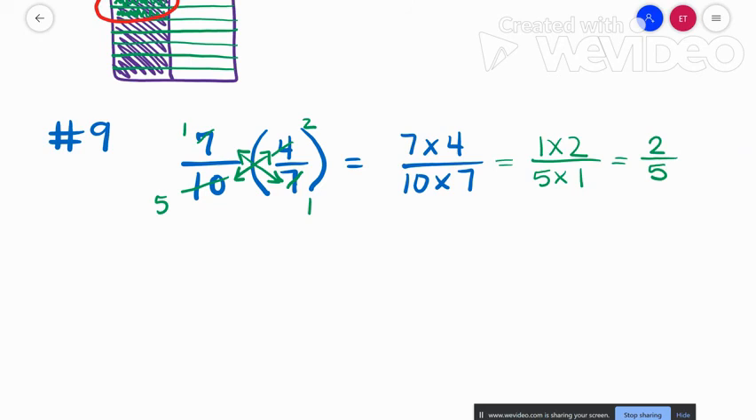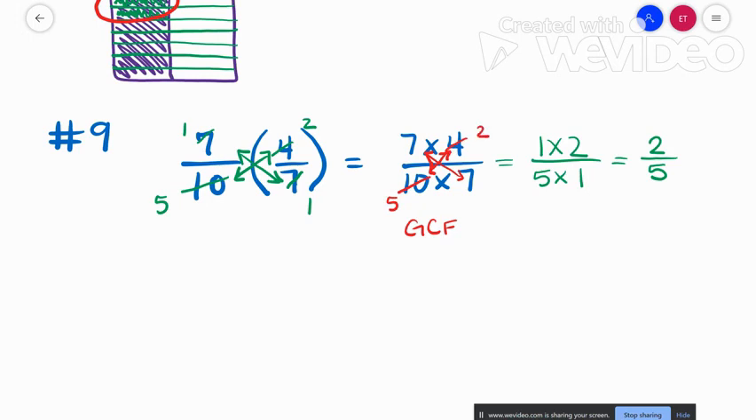Okay, so I reduced my fractions by looking at them diagonally and deciding if they had a greatest common factor that they can both be divided by. 7 and 7 can be divided by 7. 10 and 4 can be divided by 2. That's how I reduced them, and that's how I got 5 and 2.